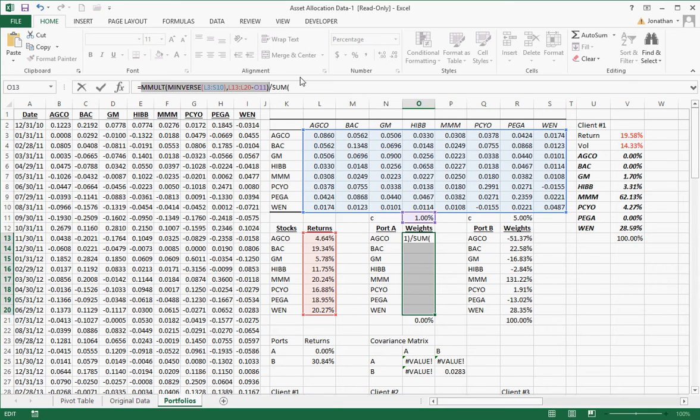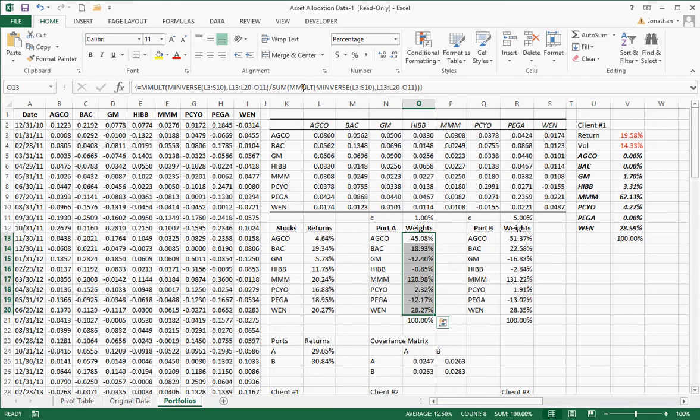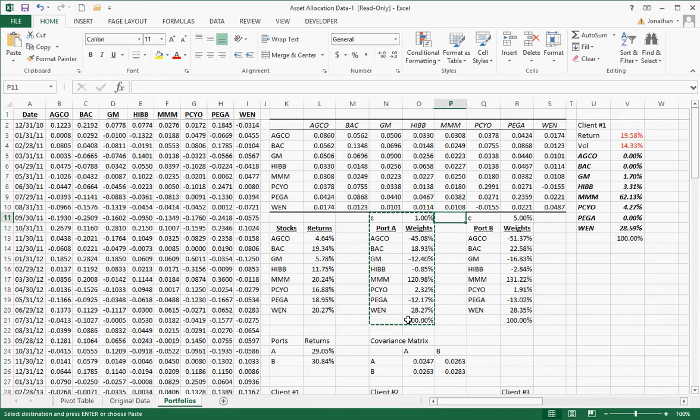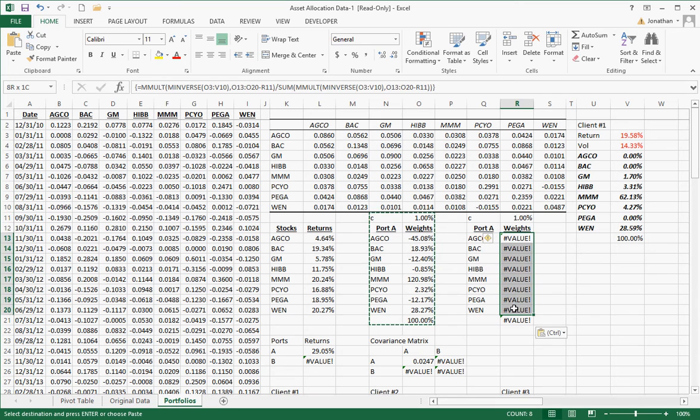Fix that, Control C, come over here, Control V, and Control Shift Enter. And now I've come down here, and when I did this 100%, I just did Alt equal, and that gets us the sum correctly. And then once I have these weights, what I do is I take this and copy and Control V over here. This is by far the fastest way to do it.